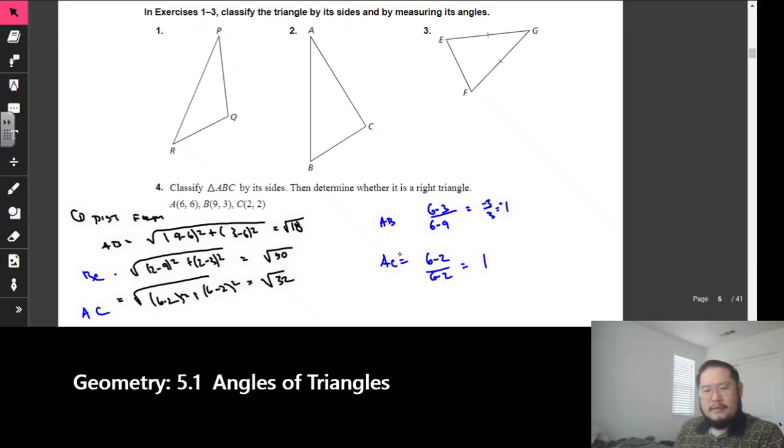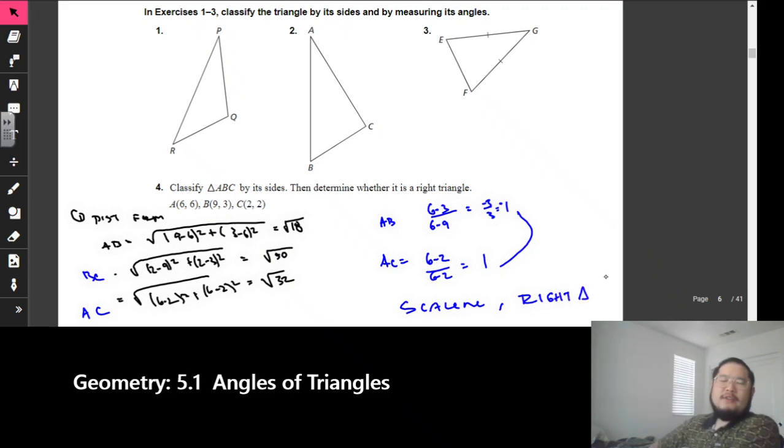Well, guess what? If I look at AB and AC, the slopes are negative reciprocals of each other, then that means we have ourselves a right angle. Look at the slopes. Slopes are negative reciprocal. So that tells me we have ourselves a right triangle. So what do we have? We've got a right triangle. By its sides, it's scalene. When classified by its angles, it is a right triangle. If I can't figure out if it's a right triangle, then once again, probably plotting the points would help you figure out whether we have an obtuse or an acute triangle.